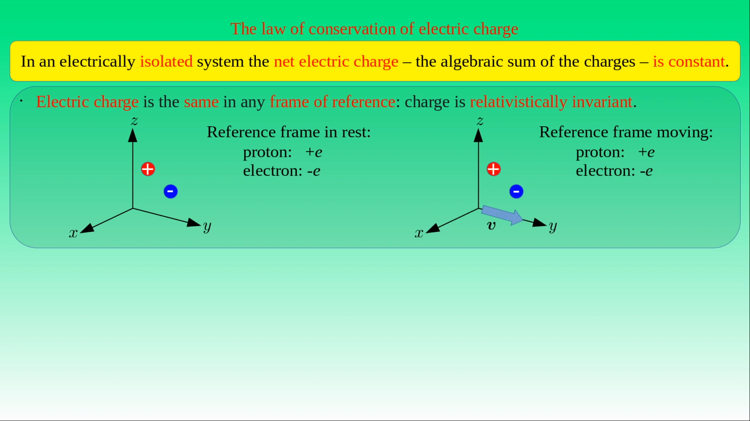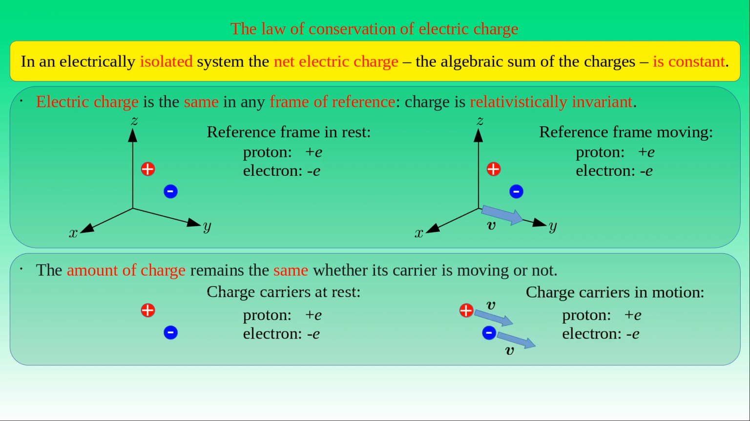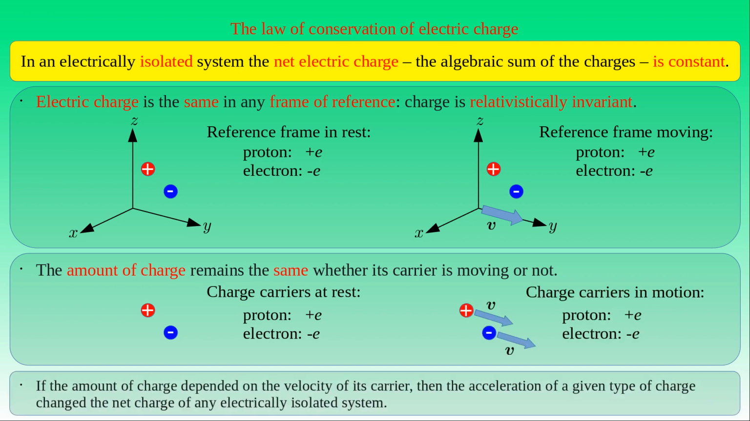Therefore, the amount of the electric charge remains the same whether its carrier is moving or not, and it does not depend on the velocity of its carrier. Given positive or negative charge, carriers at rest will still have the same charge when they are in motion. It is easy to see that if the amount of charge depended on the velocity of its carrier, then we could change the amount of the net charge in an electrically isolated system by accelerating a given type of charge in the system.